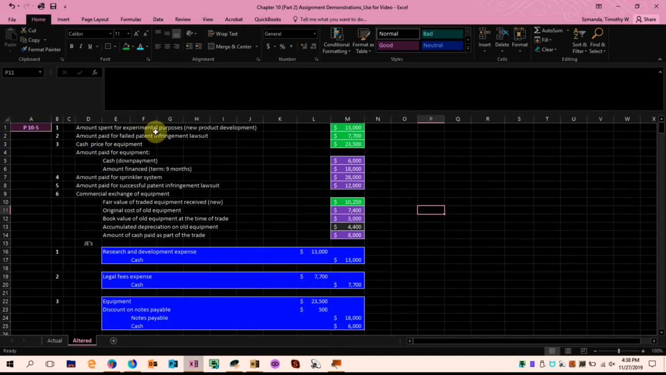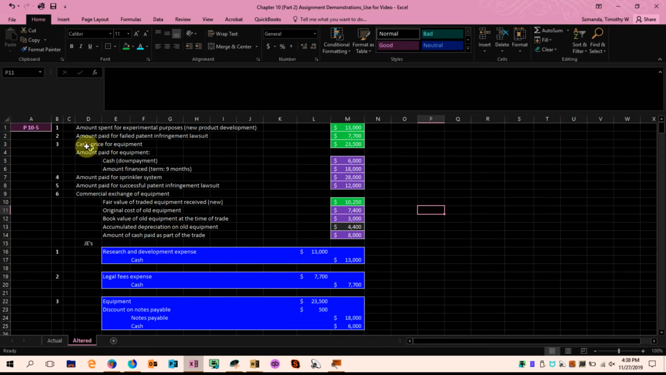You've spent, or the company spent, for experimental purposes, research and development of $13,000. Amount paid for failed patent, $7,700. The third transaction, you have a cash price paid for equipment of $23,500 with additional considerations for financing and down payment. Fourth transaction, you have a sprinkler system that was purchased. Fifth, amount paid for successful patent defense. And so let's journalize these transactions.